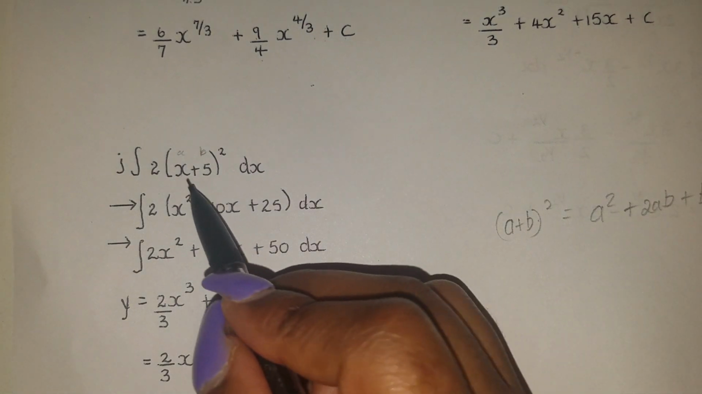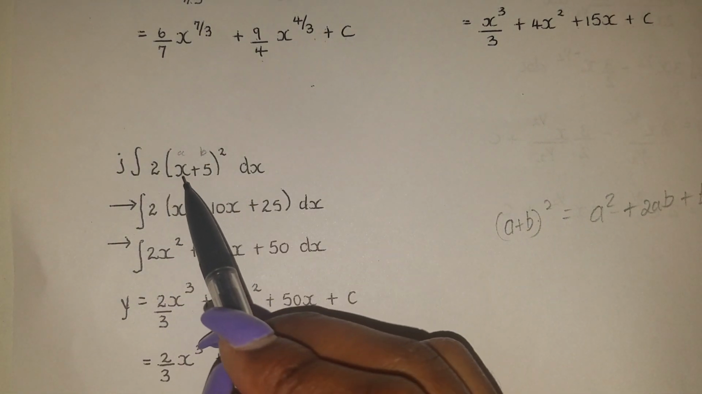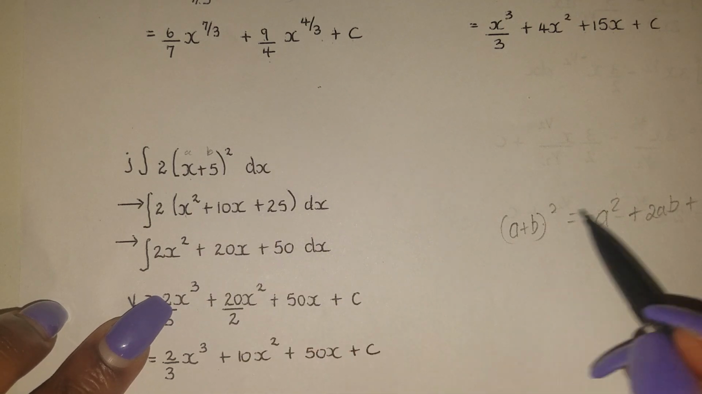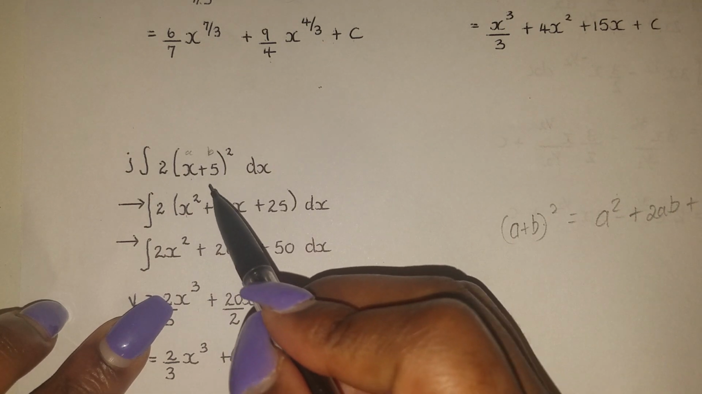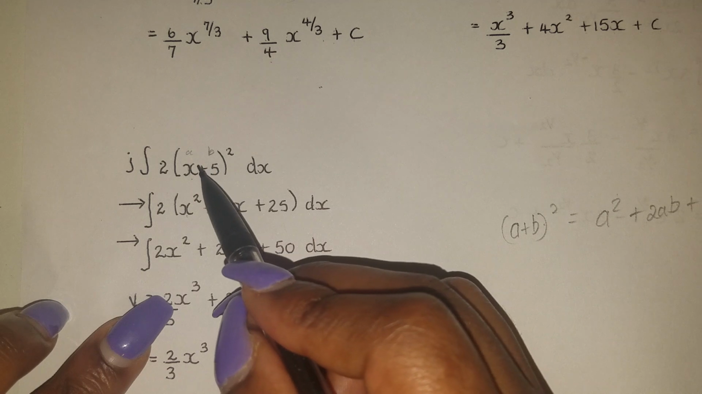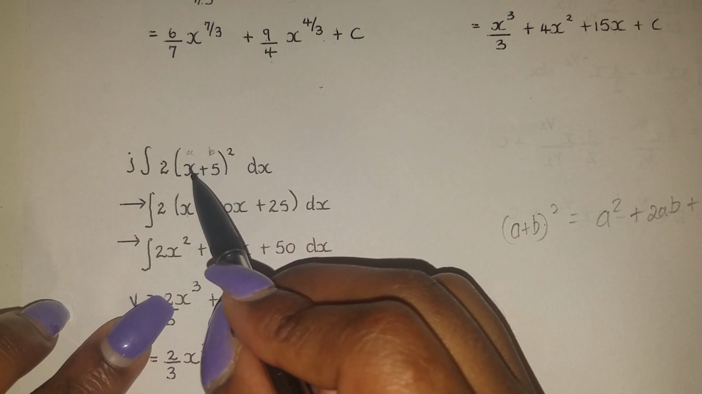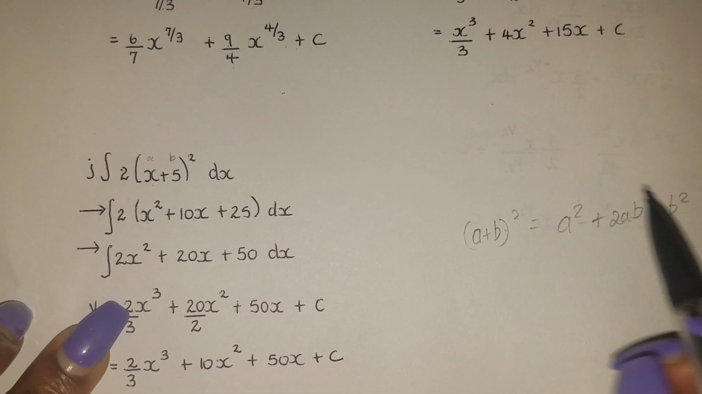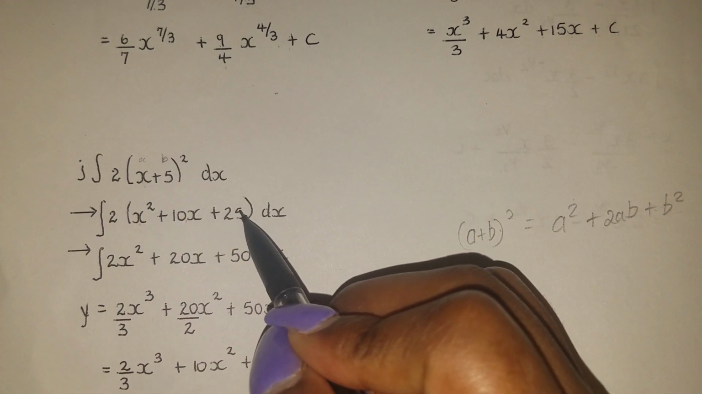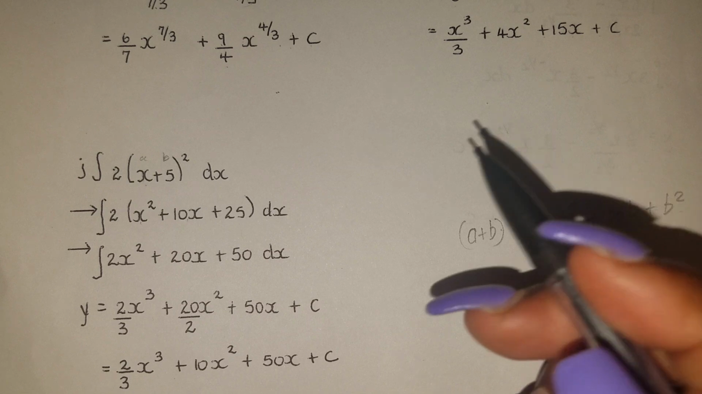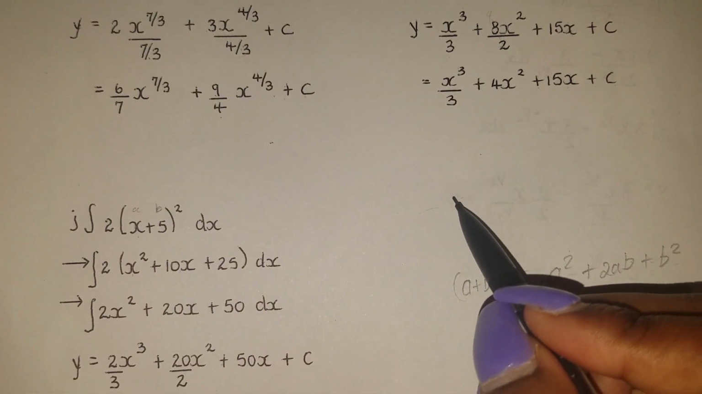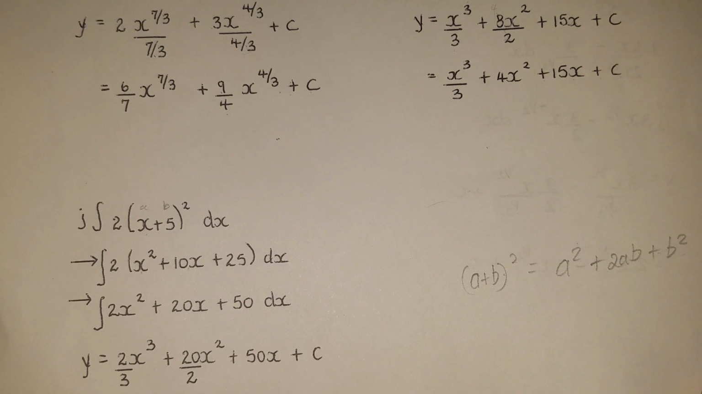So now let's open this bracket. We are going to get a squared, which is x squared, 2 times ab, 2 times 5 times x, which is 10x, and then b squared, 5 squared is 25. Or you could just go ahead and expand it as x plus 5 times x plus 5.